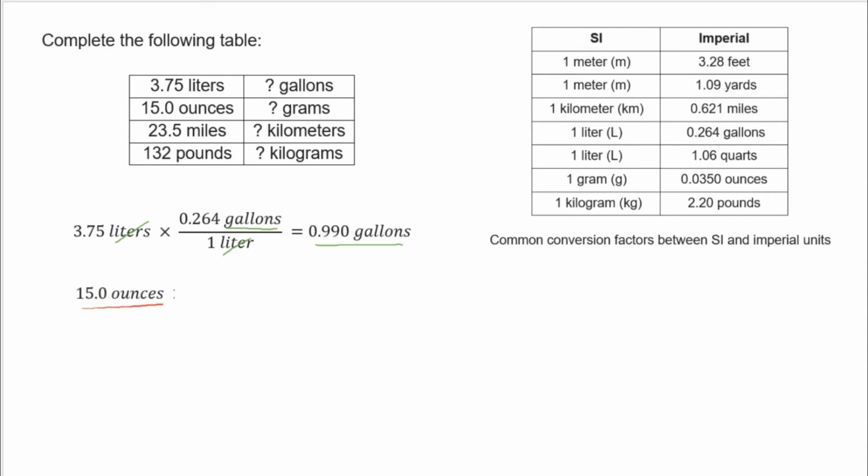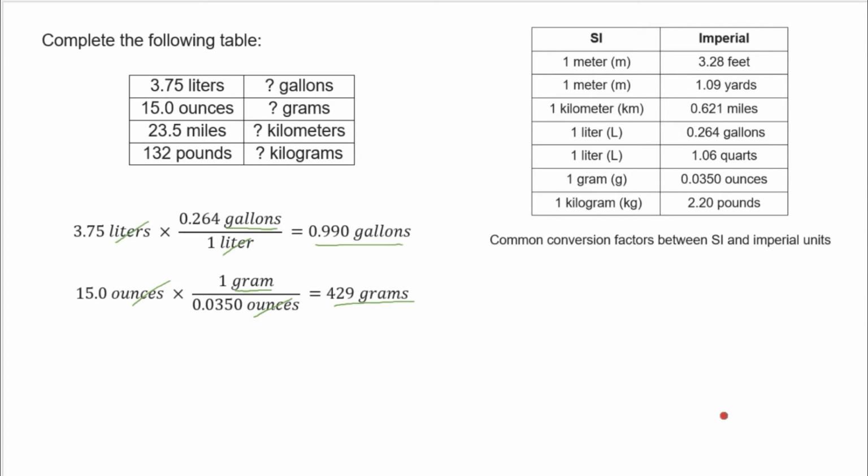Starting with 15 ounces, and of course I want to convert to grams. So I'm looking for a conversion factor between ounces and grams. My table gives it right here. That's very handy. Again, just like the previous one, I want to be really careful that my ounces cancel and I'm left with grams in the numerator. So here's my conversion factor. I make sure I put ounces in the denominator so that I am left with grams. So in this case, I'm plugging it into my calculator and I'm going to get 429 grams.